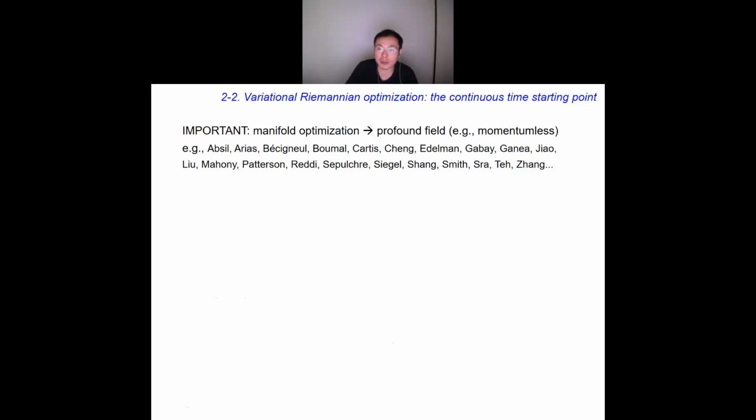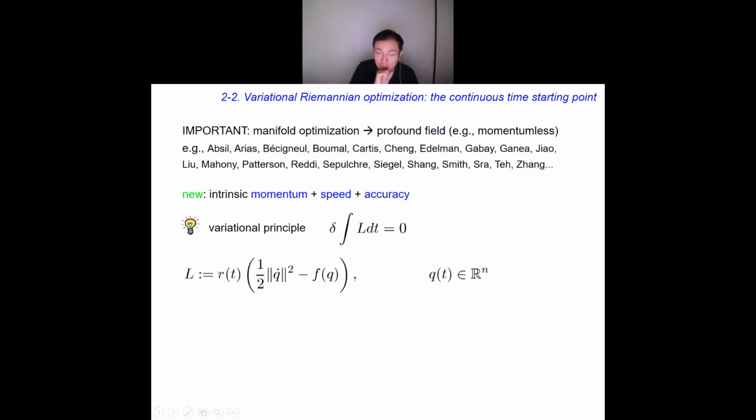I would say more or less that the momentumless case, so the case without momentum, is very well studied. What we want to do is to actually focus on how to add momentum in a way that gives you very fast speed and also good accuracy. So again, it's based on variational principle. So we saw that in Euclidean case, you define the Lagrangian to be like this, and then you can get optimization dynamics in continuous time.